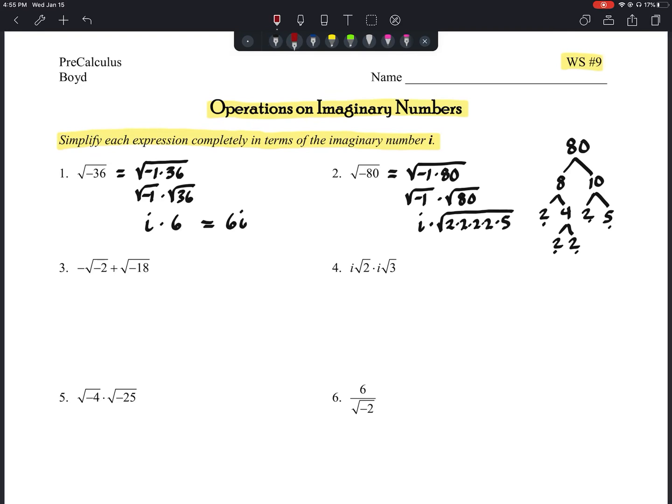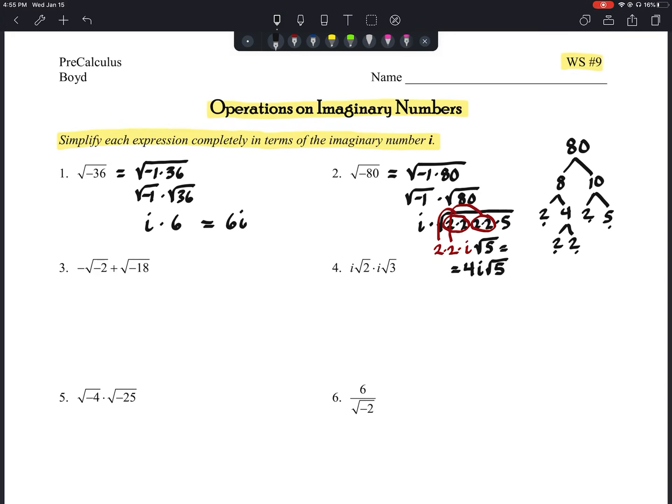And we'll just pull out our pairs, right? So we've got a factor pair there and there. We're going to pull out a 2, and a second 2, and then we still have our i out here. So we have 2 times 2 times i, and then still times the square root of 5, which is going to give us, in the end, 4i times the square root of 5. That is our answer for number 2.